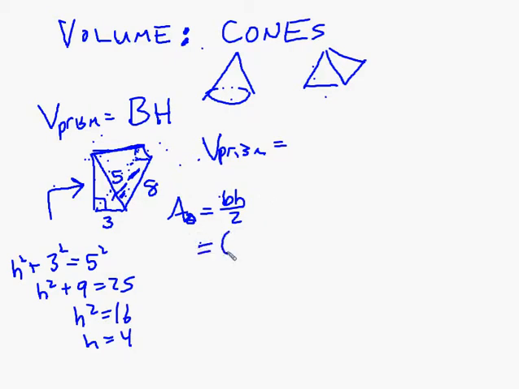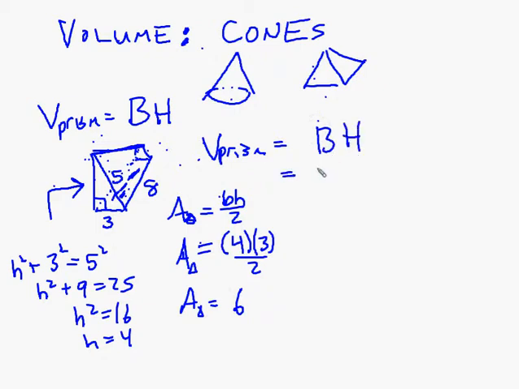So now I can find the area of my triangle. My height is 4, my base is 3, divided by 2. And I get 6. So when I use my prism formula, the area of my base is 6, and my height is what? 8. Thus, meaning my volume is 48 units cubed, because I'm talking about cubes that are in that shape. Okay, now, what if I want a cone or a pyramid?